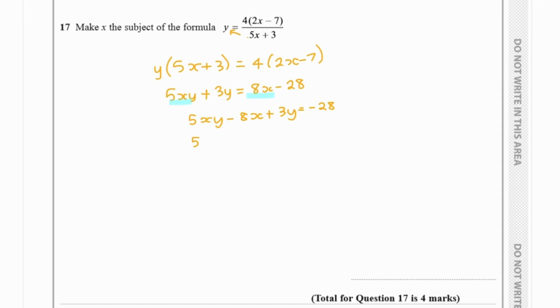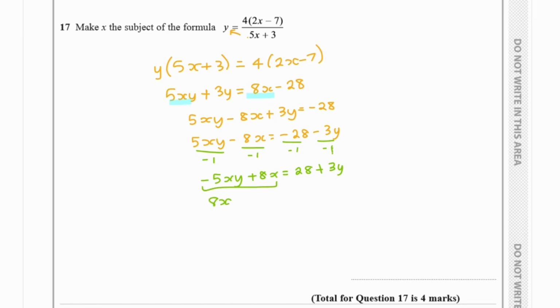If we then minus 3y on both sides, we will have 5xy minus 8x is equal to minus 28, take away 3y. So just to make the setup look a little bit better, because we've got both minuses on the right-hand side, we can divide all through by minus 1, which will now make our equation minus 5xy plus 8x is equal to 28 plus 3y. We can again rearrange that just to write 8x minus 5xy is equal to 28 plus 3y.